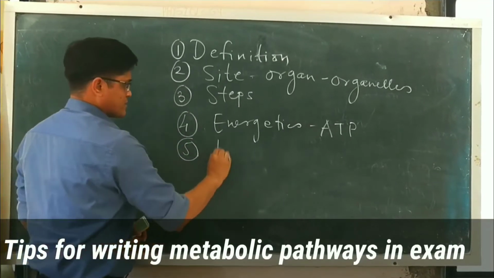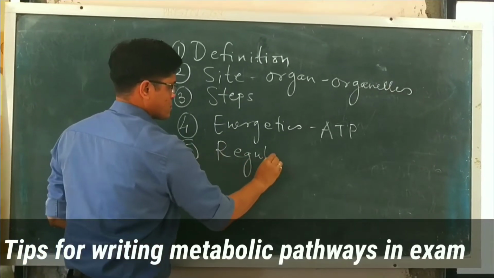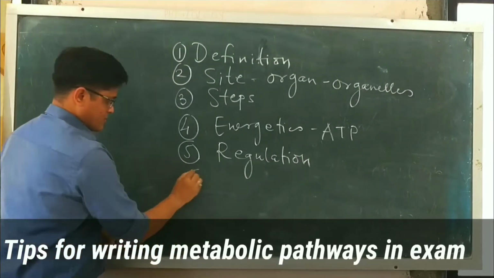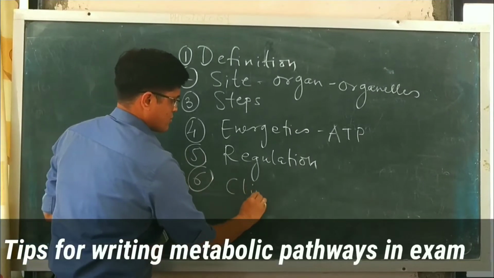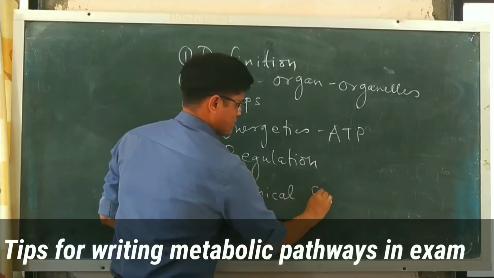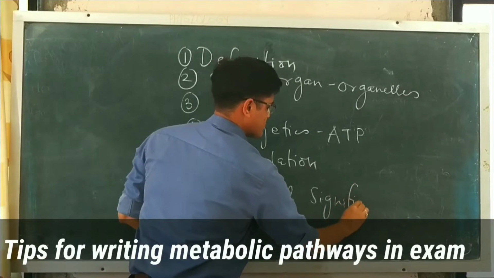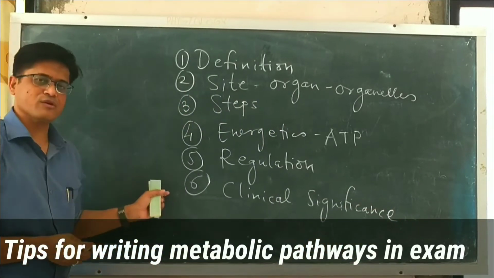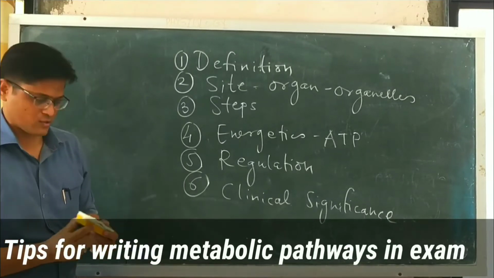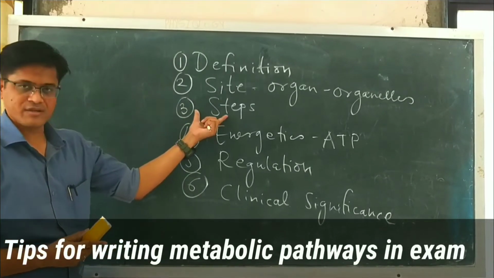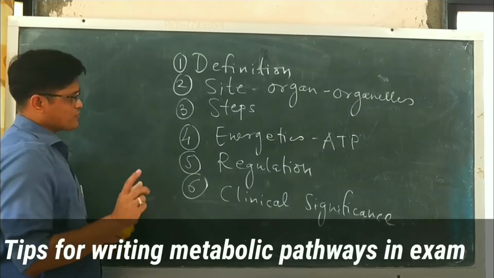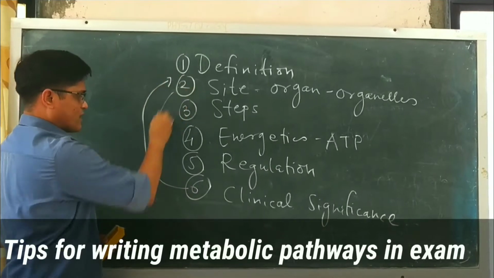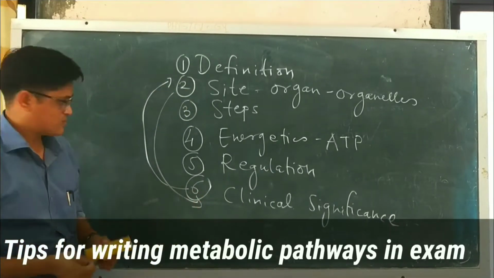Fifth important aspect is regulation of that particular pathway. Sixth, clinical significance. So these are some of the important headings underneath which you should write a metabolic pathway. Now we see some of the important aspects regarding the steps. But before that, the clinical significance you can also write here after the definition or afterwards. That depends on you.